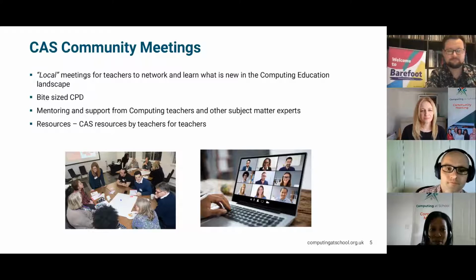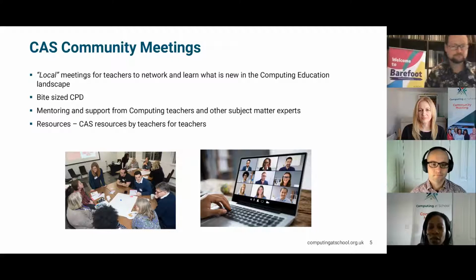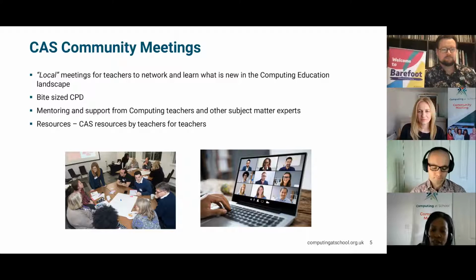Okay, so as I've mentioned, the local meetings is where we network. There's also bite-sized CPD, and by that I mean about 20 minutes. So in a 2-hour meeting, you'll get lots of bite-sized CPD and lots of opportunities to speak with each other. There's also the opportunity for mentoring and support from other teachers locally, and also from other subject matter experts. And very, very importantly, it's about the sharing of resources. That is key to helping us to develop our practice, to see how other teachers have implemented different parts of curriculums and the impact it's having on students.